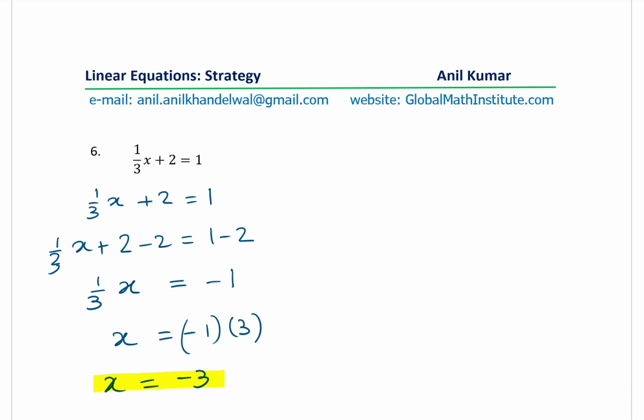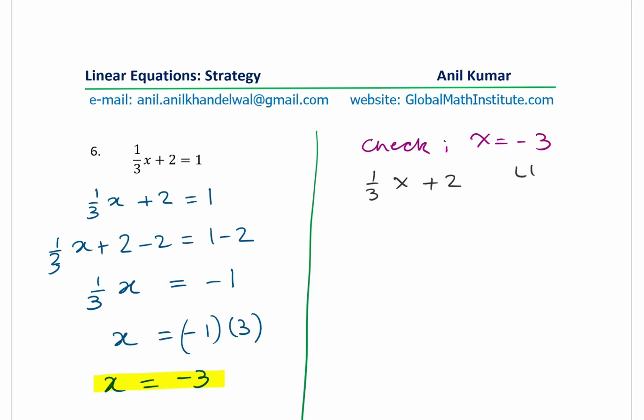Is that clear to you? So you could get a negative answer also. You could get answers in fractions or decimals also. Now, let us see whether this solution is correct or not. So we'll call that process checking our answer, which is x equals minus 3. The question was 1 over 3 x plus 2. This is our left-hand side. So in the left-hand side, I'm going to substitute x equals minus 3. So we have 1 over 3 times minus 3 plus 2. And that clearly is minus 1 plus 2, and that is equal to 1.